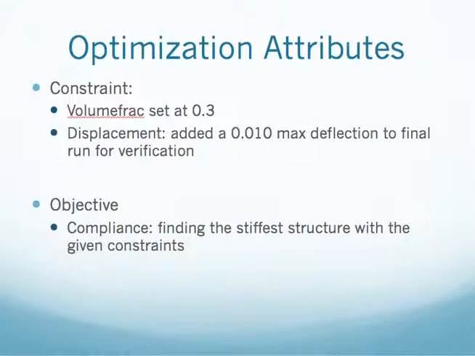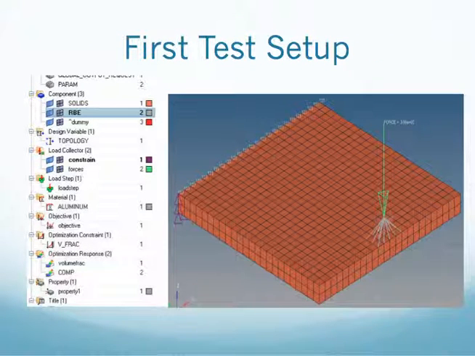My optimization attributes: my constraint is volume fraction, which is essentially minimizing the amount of volume and essentially the mass. My objective is compliance, which allows the program to find the stiffest structure with the given constraints. You see displacement there. I added that to the final test run just to verify that my structure is not deflecting too much.